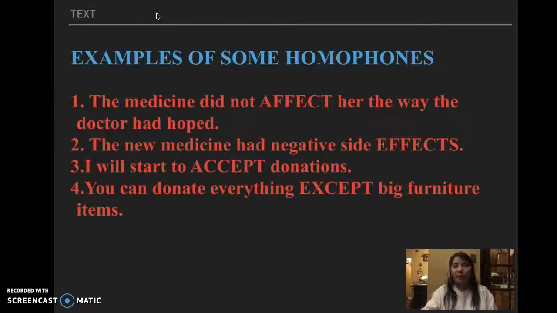All right, number 3. I will start to accept donations. This one, they do sound more alike, accept and except. Number 4, you can donate everything except big furniture items. So in the first one, it means to accept something. I will accept this money. And then in number 4, everything except means without big furniture items. No big furniture items allowed. So in this case, it is tricky because they both sound very similar.